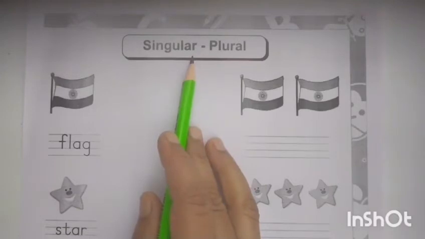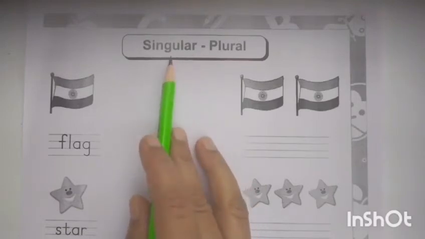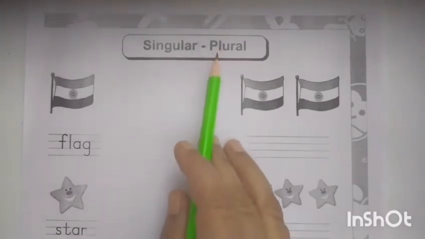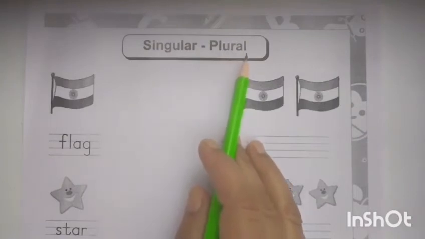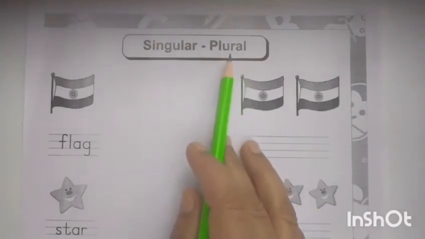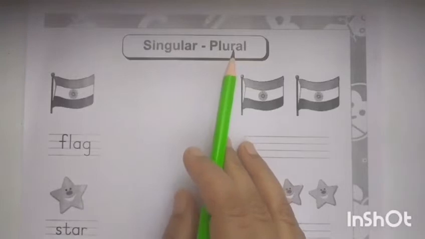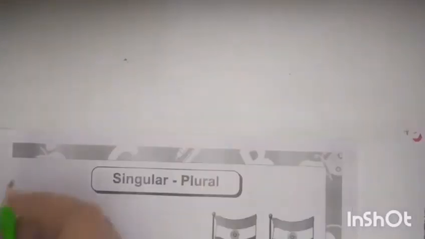S-I-N-G-U-L-A-R, singular. Singular means one. P-L-U-R-A-L, plural. Plural means many. Let's write the date first. 4.3.21.